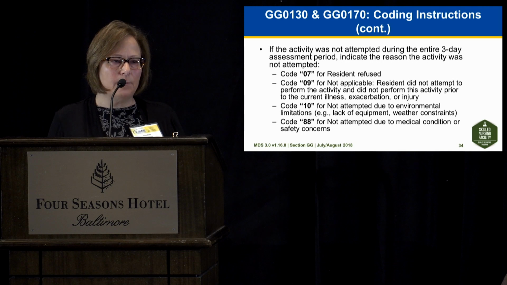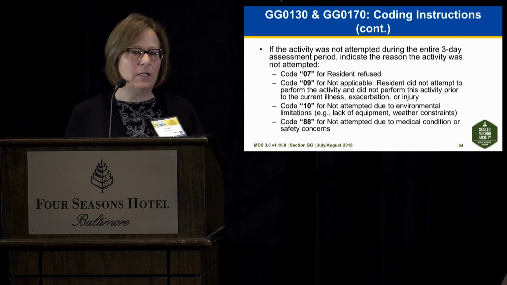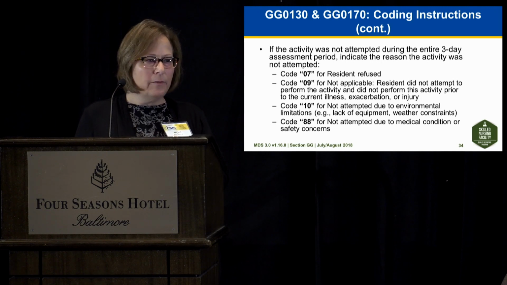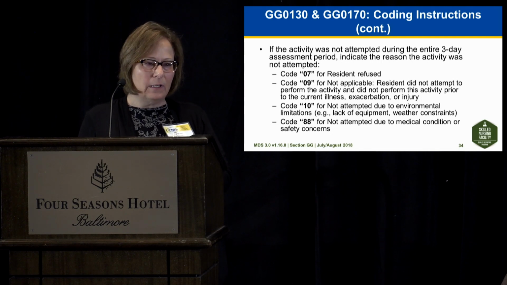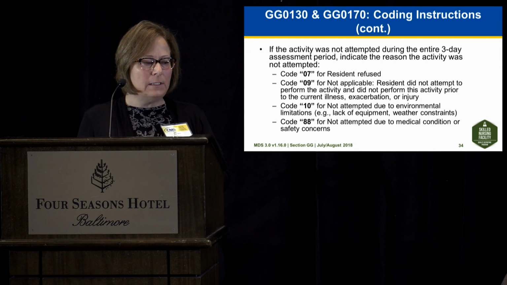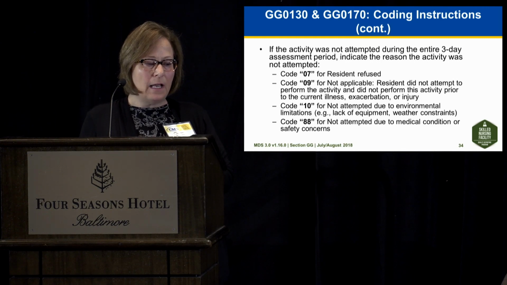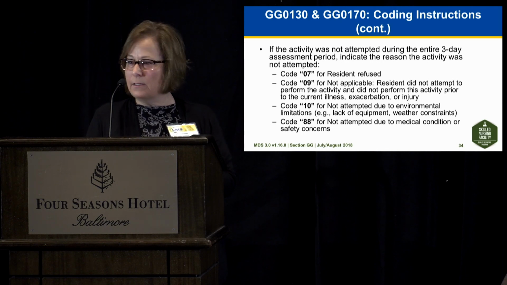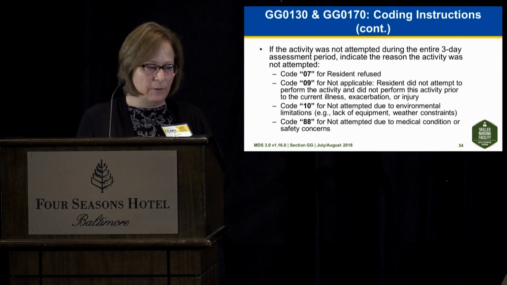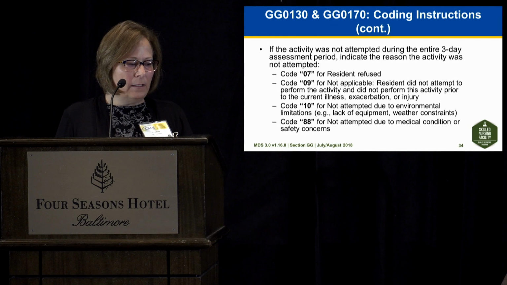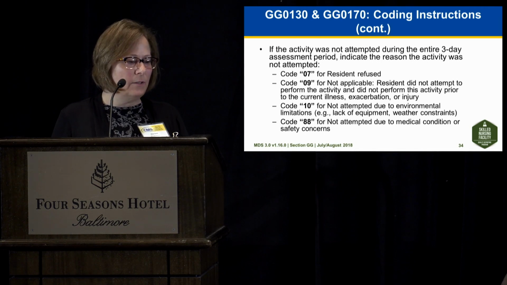If the activity was not attempted during the 3-day assessment period, indicate the reason the activity was not attempted. And I'll review what Ann just said because, again, for me, I need all of the refreshers and reminders I can get. So code 07 for resident refused, code 09 not applicable. The resident did not attempt to perform the activity and did not perform this activity prior to the current illness, exacerbation, or injury. And you want a code 10, this is a new code, not attempted due to environmental limitations, for example, lack of equipment or weather concerns. Code 88 for not attempted due to medical conditions or safety concerns.